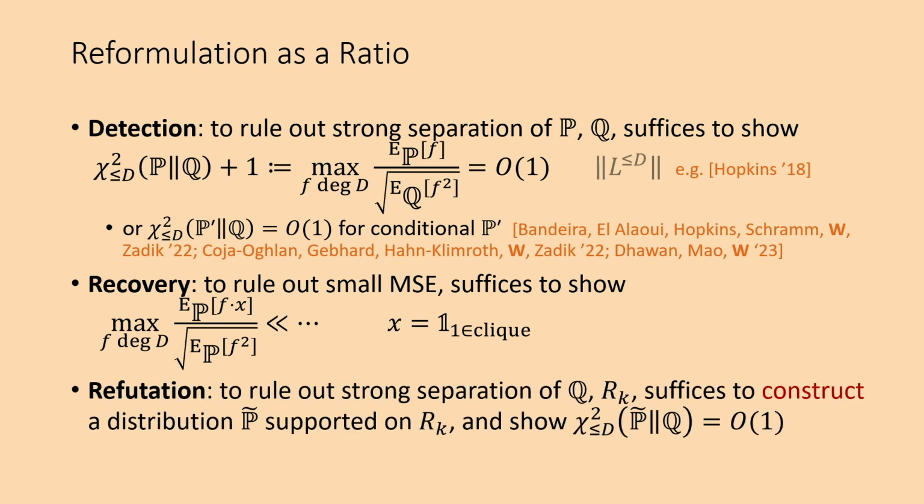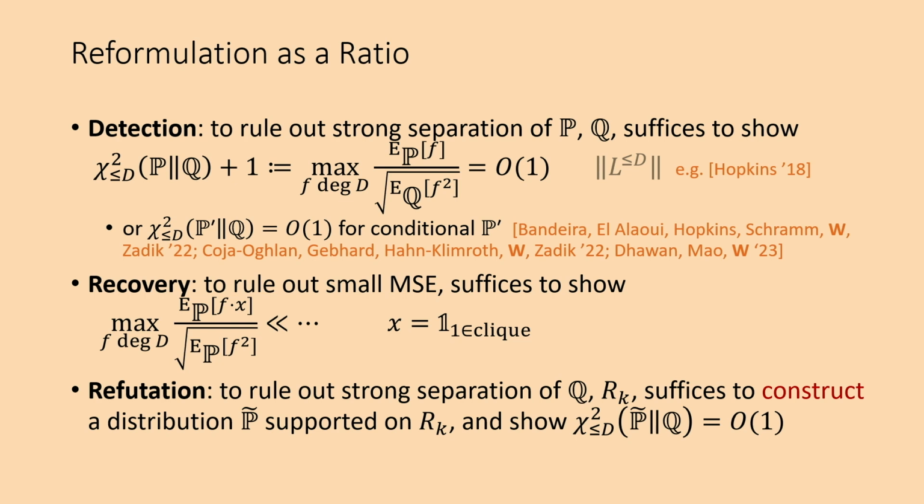OK, and then finally for refutation, if I want to rule out refutation, it suffices to construct a planted distribution, that is, a distribution supported on graphs with a k-clique, and to show low-degree hardness between my given distribution Q on which I wanted to refute and this new one that I've constructed.